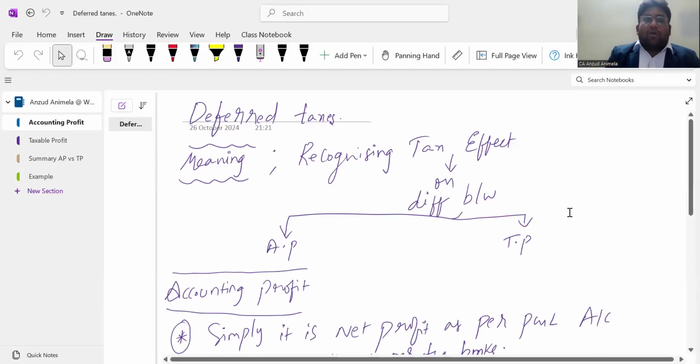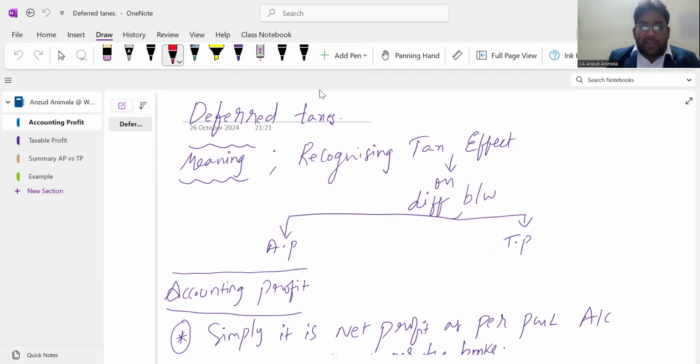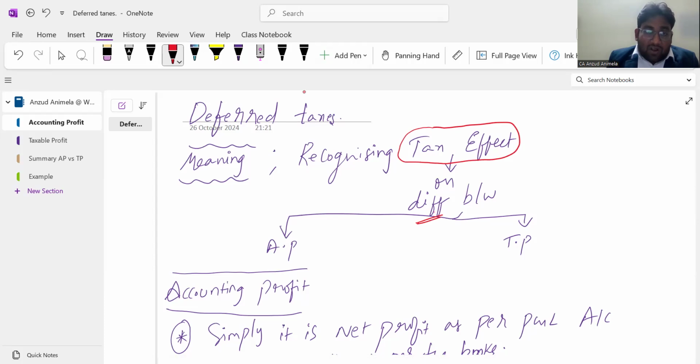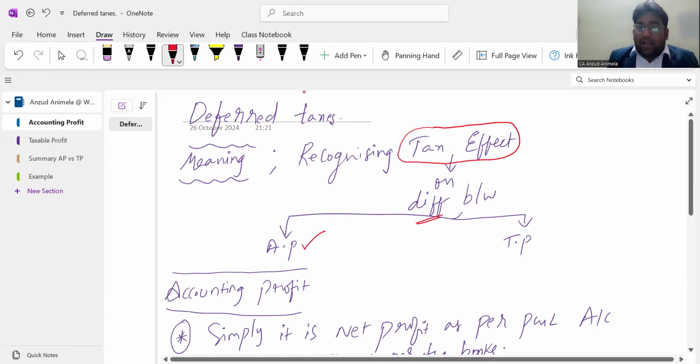So now, first of all, let's see the meaning of deferred tax. What is the meaning of deferred taxes? It means recognizing the tax effect on differences. That means only on differences it recognizes the tax effect. On whose differences? The differences between accounting profit and taxable profit.